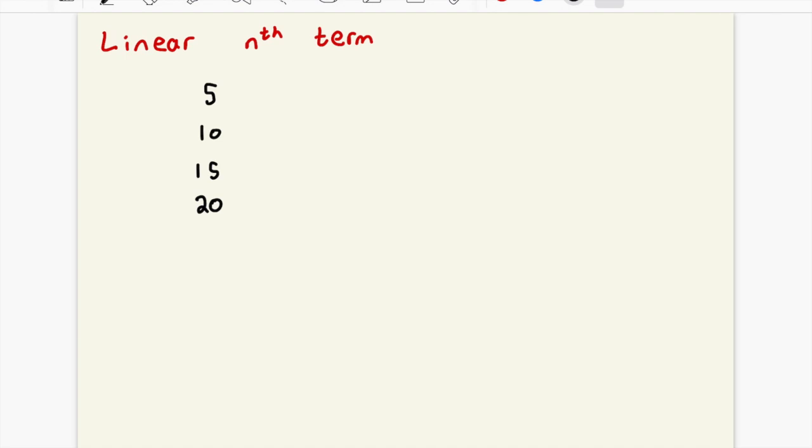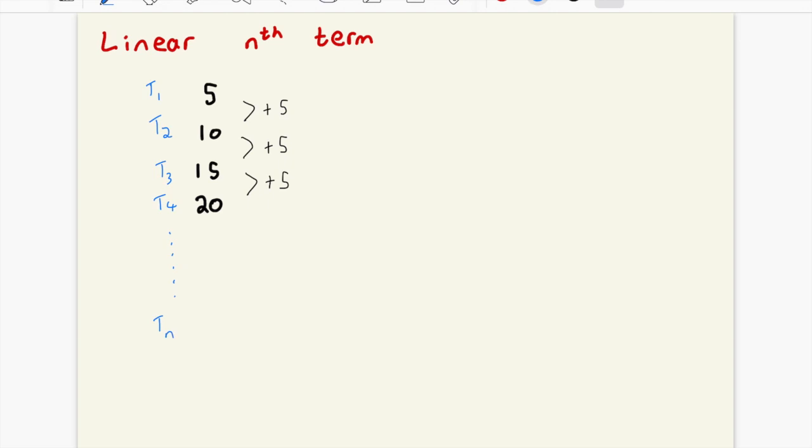So as always, we start off by finding the first difference. So 5 to 10, we add 5, 10 to 15, we add 5, 15 to 20, we add 5. So since the first difference is constant, we know that this is a linear sequence. Now, each of these terms have a name. So the first term is 5, and it's denoted by capital T and then a subscript 1. Then the second term is T2, T3, T4, and so on. And what we want to find is Tn.